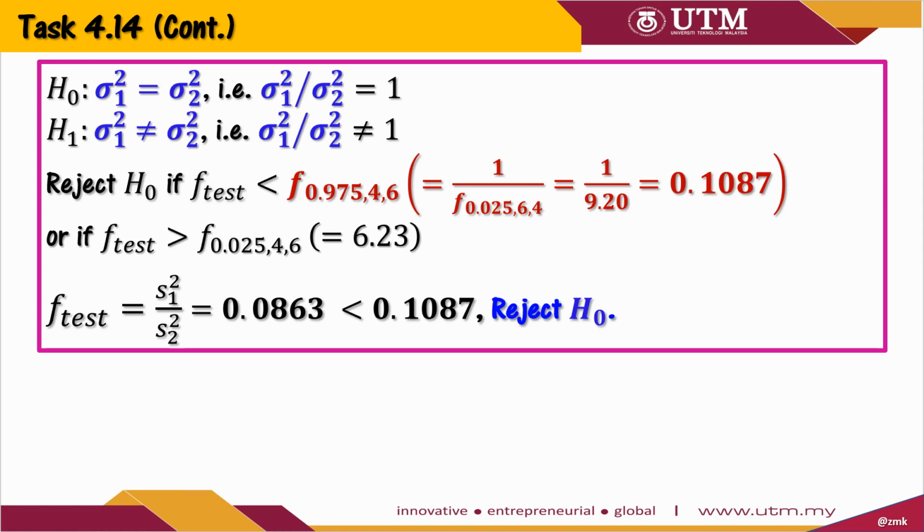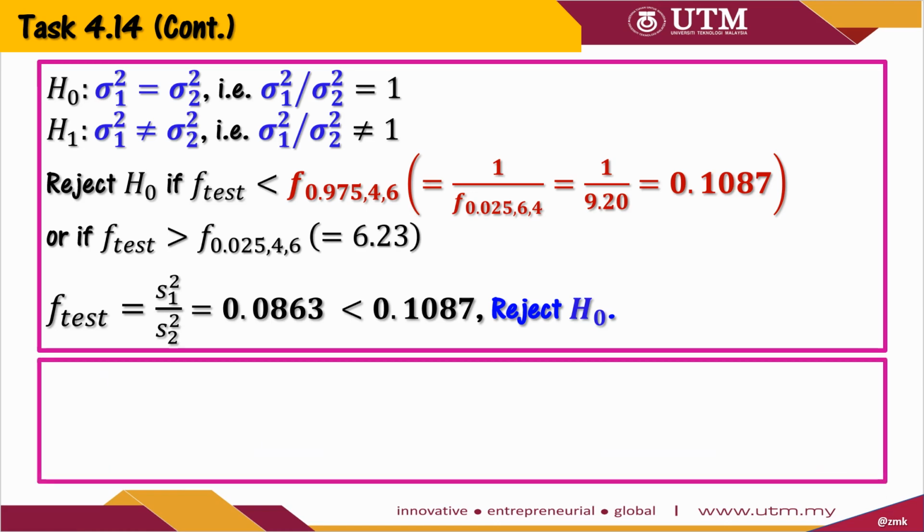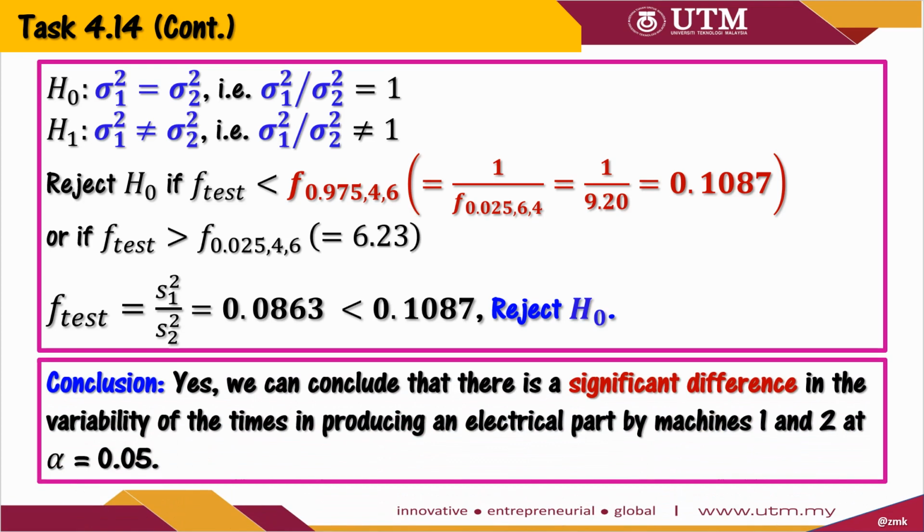What can we conclude here? What is the conclusion? Yes, we can conclude that there is a significant difference in the variability of the times in producing an electrical part by machines 1 and 2 at the level of significance alpha equal to 0.05.